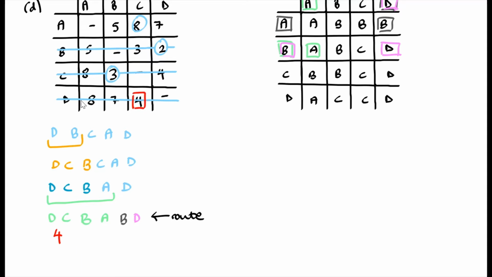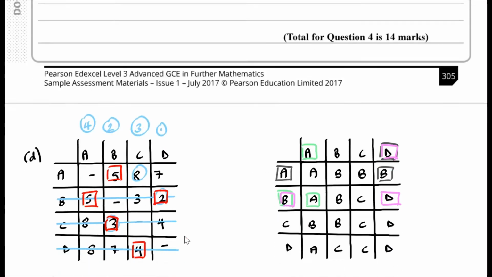And then C to B, starting at C, finishing at B, that's 3. And then B to A, starting at B, finishing at A, that's 5. And then starting at A, finishing at B, that's 5. And then starting at B, finishing at D, that's 2. And if we add all these together, you'd find we get 19, and therefore we have 19 miles.